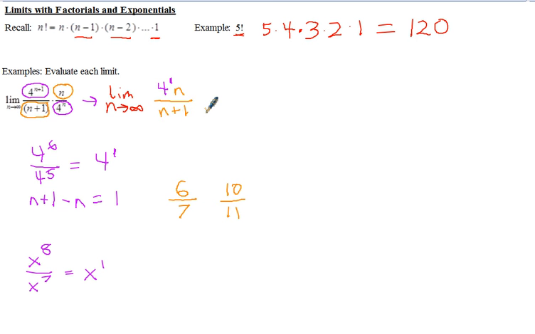Now let's go ahead and substitute infinity to help us analyze it. So we'd have 4 times infinity over infinity plus 1, but the plus 1 is negligible here compared to infinity. So we just plug it in there. And then you can see the infinities reduce out. And this would just give you 4.